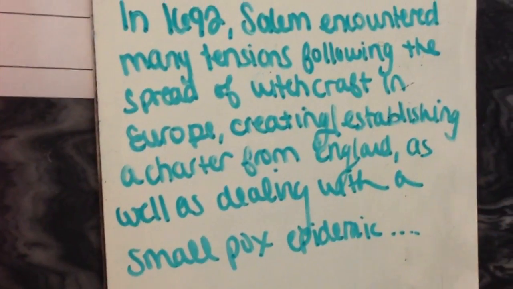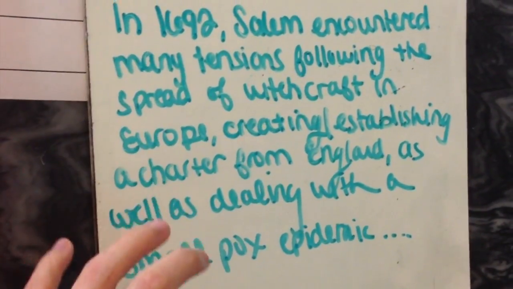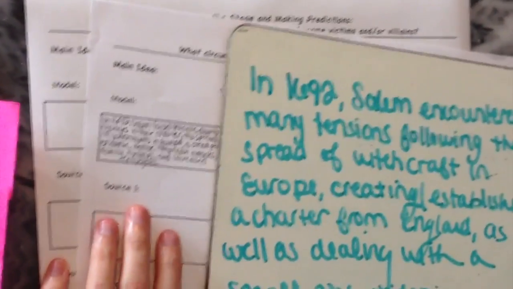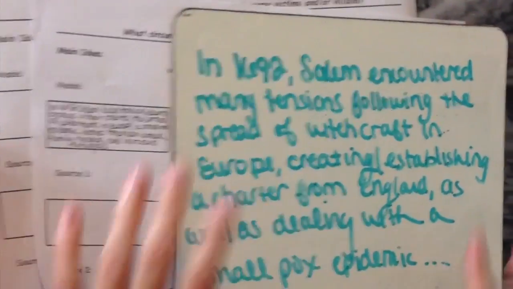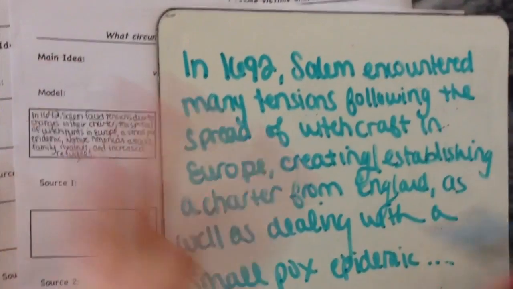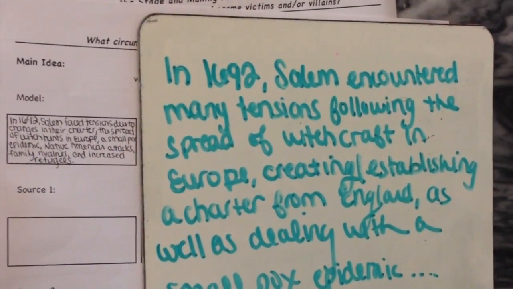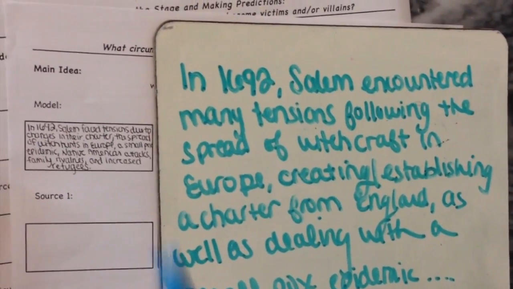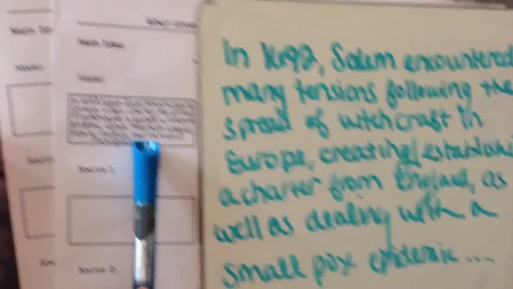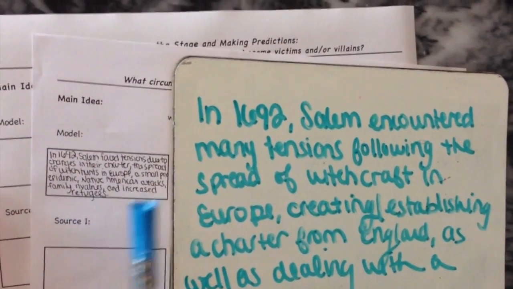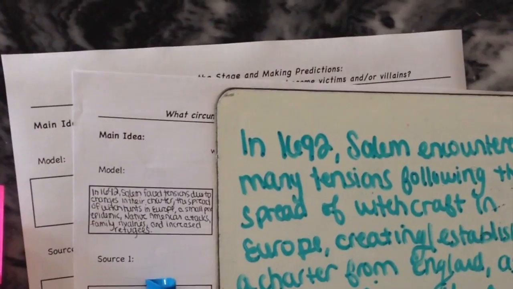Once I have it on my whiteboard, I'm then going to go through and consolidate it onto my graphic organizer. So you'll have your organizer here, and you can see that I have consolidated my first section right here, my model, to what I have here. I took all this and broke it down into: in 1692, Salem faced tensions due to changes in their charter, the spread of witch hunts in Europe, a smallpox epidemic, Native American attacks, family rivalries, and increased refugees. All of that are the key ideas from this text.